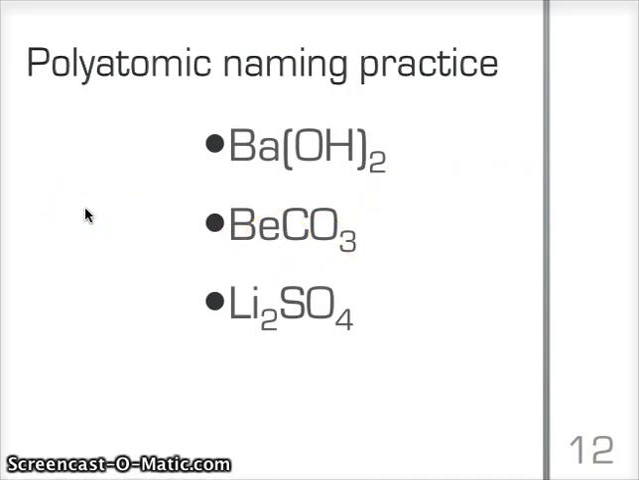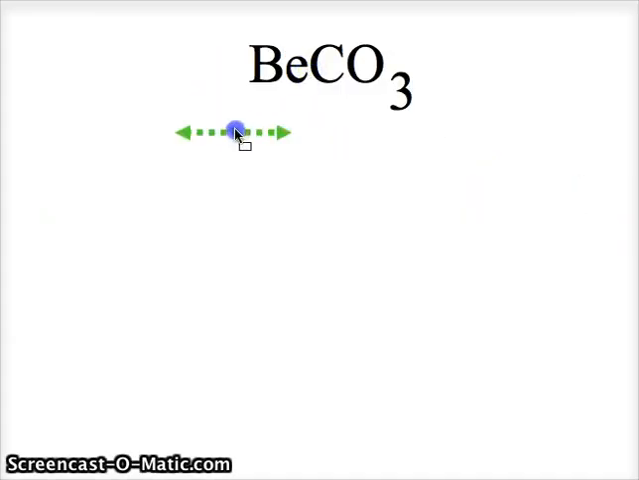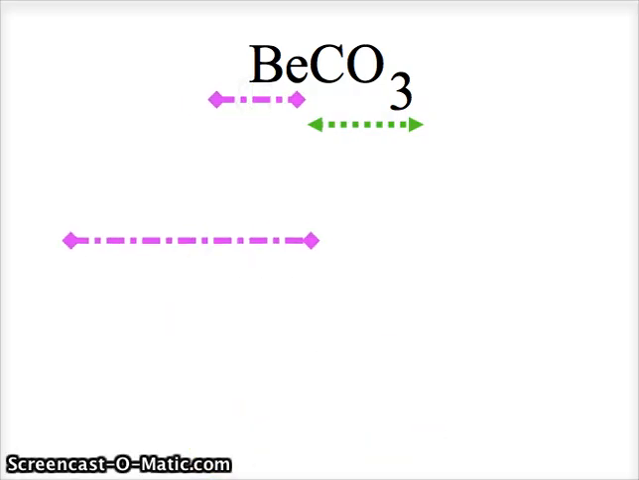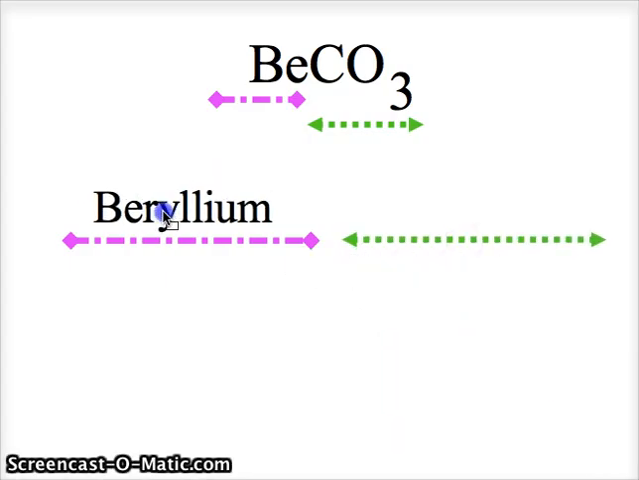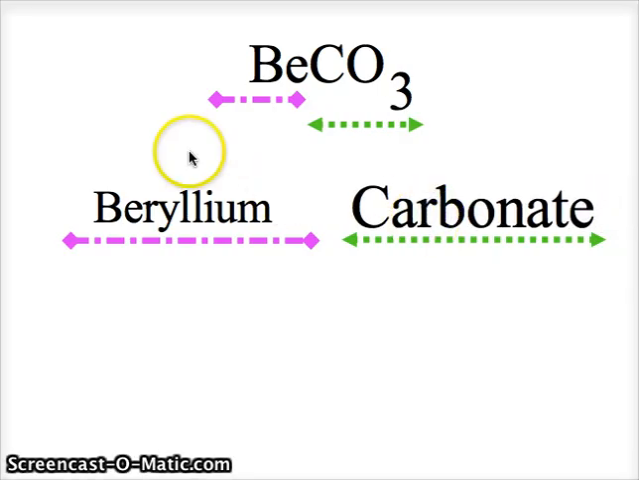Your next one is BeCO3. Now, since there were no parentheses, you have to figure out, is BeC a compound or is CO3 a compound? In this case, CO3 is a compound. It's listed on your polyatomic sheet. So we have a first name and a last name situation. The first name, Be, is beryllium. The last name, CO3, is carbonate: beryllium carbonate.